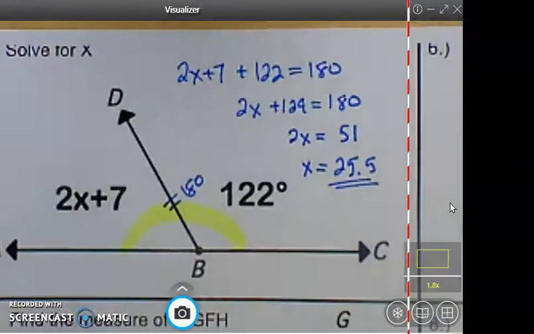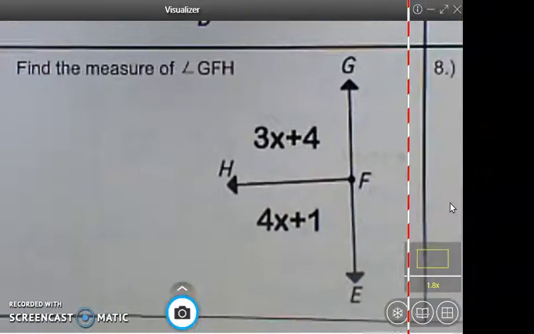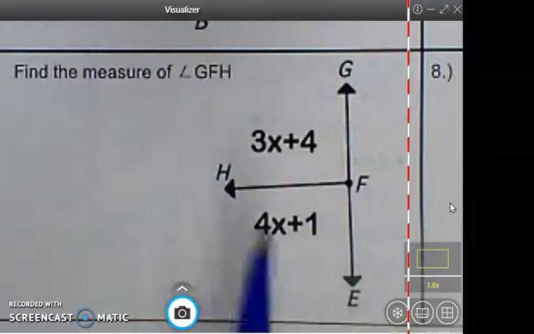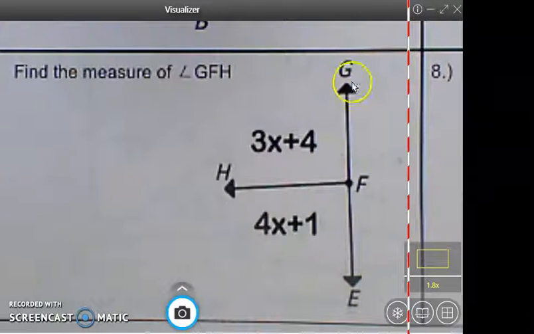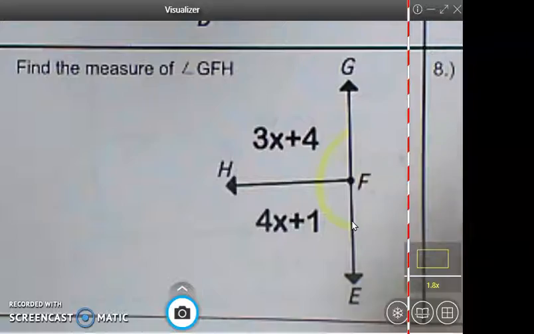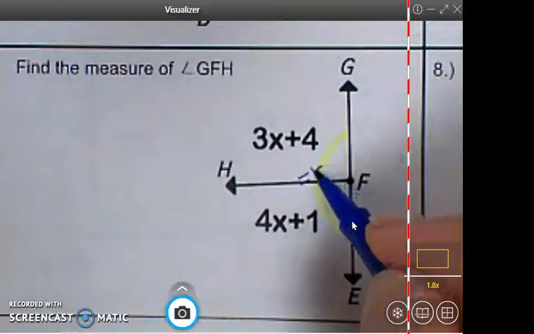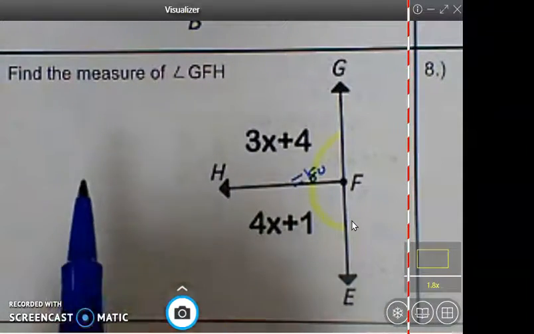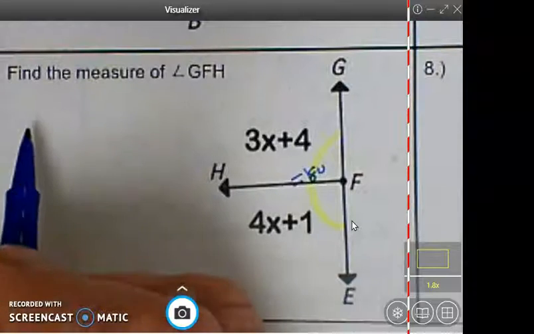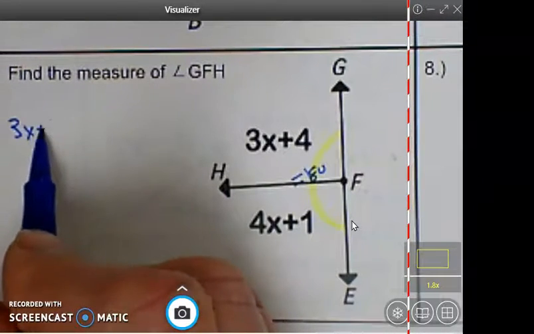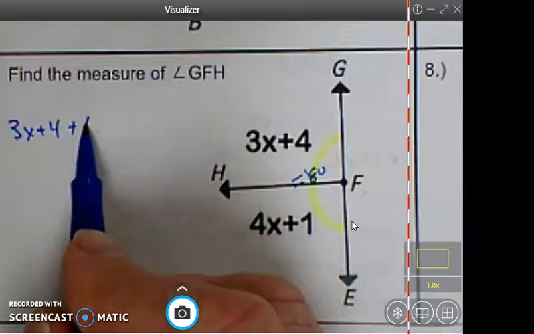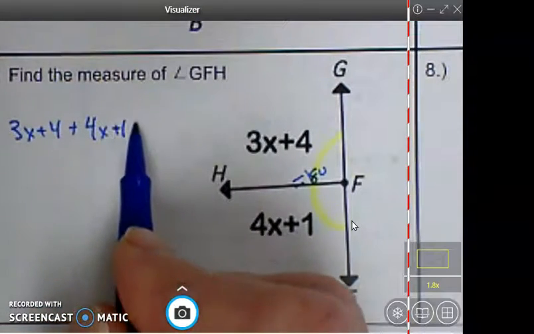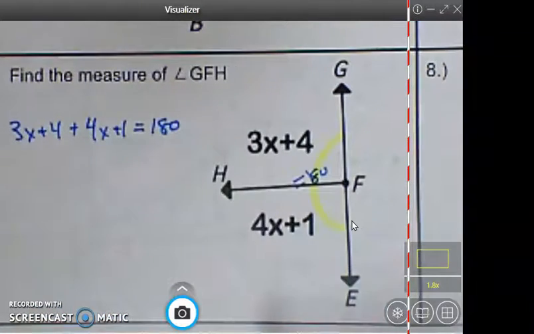Just like with complementary angles, sometimes people ask you to find the measure of an angle. So in this case, they're asking me to find the measure of GFH right here. So I don't need the whole thing. But I do recognize that together, again, together, these do equal 180 degrees. So I've got my 3x plus 4 plus my 4x plus 1. It's going to equal 180 degrees.